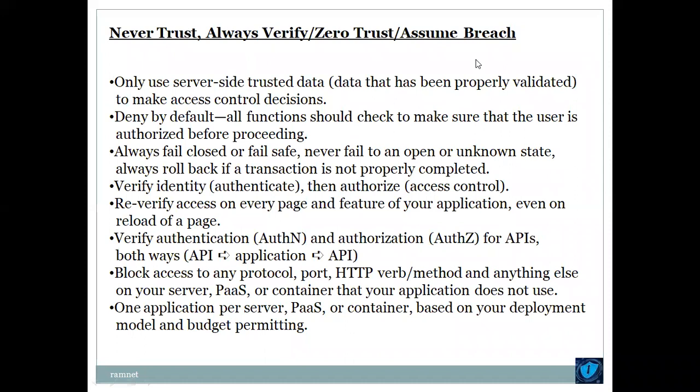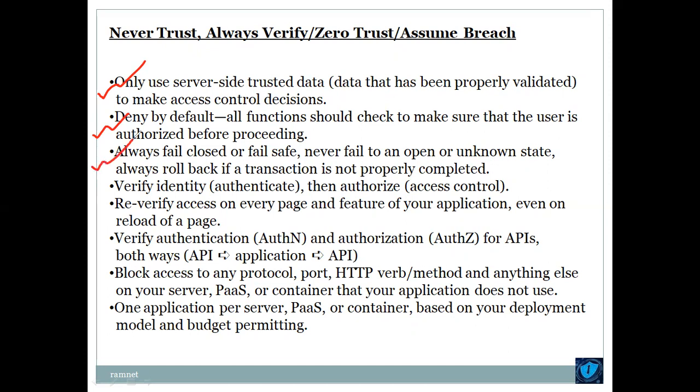Never trust, always verify. Zero trust, assuming the breach. Only use server-side trusted data, data that has been properly validated, to make access control decisions. Deny by default. All functions should check to make sure that the user is authorized before proceeding. These are all nothing but a normal access list. Server-side encryptions. Deny by default. Always fail closed or fail safe. Never fail to an open or unknown state. Always roll back if the transaction is not properly completed.